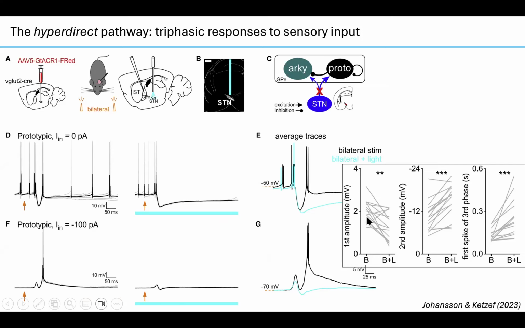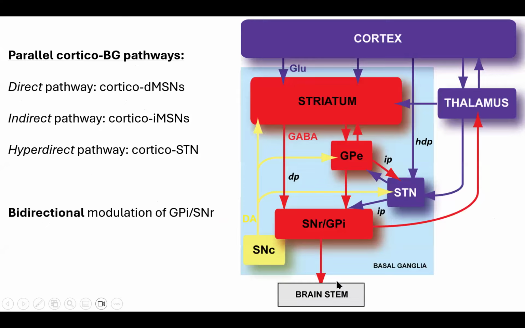And you can see here the response at baseline, or baseline with bilateral stimulation, or bilateral stimulation with the light. See that the whole response is distorted. A reduction in the first response and reduction in the rebound excitation. So the STN is involved in shaping this triphasic response, and reduction of the activity can affect not only motor processes like a stop signal, but also sensory responses within the basal ganglia.